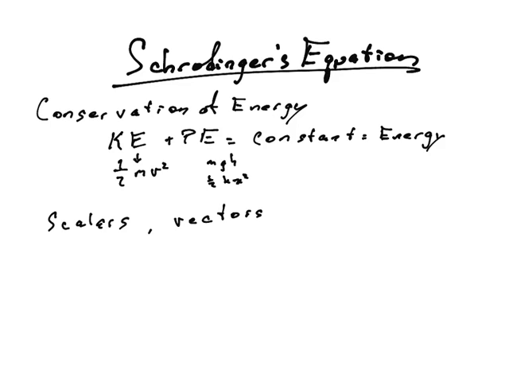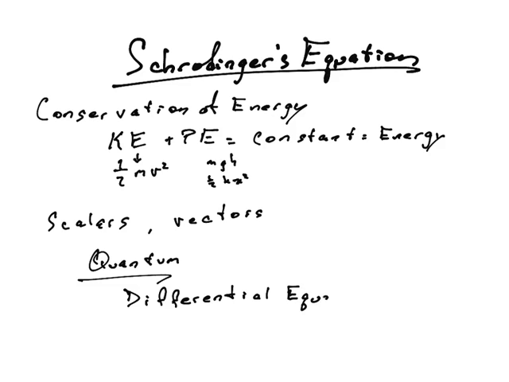Now, the big thing to note is for quantum, the main equation is a differential equation, which means it's not just like a basic F equals ma, or kinetic energy is 1/2 mv squared.